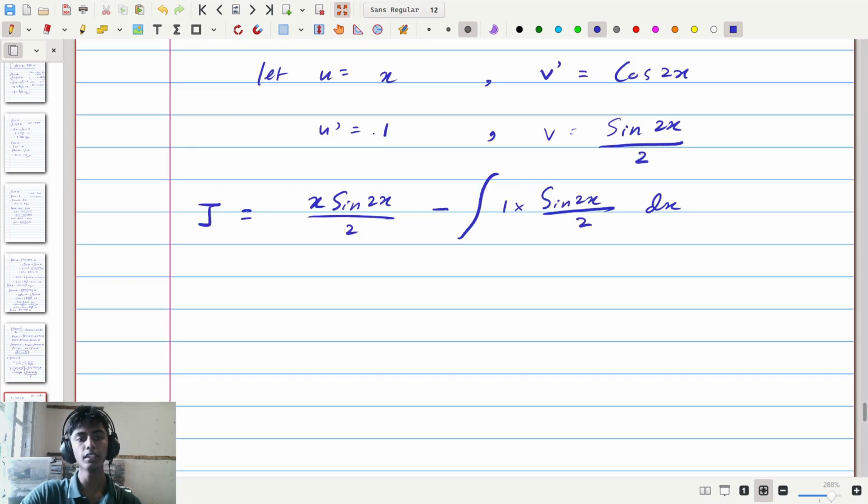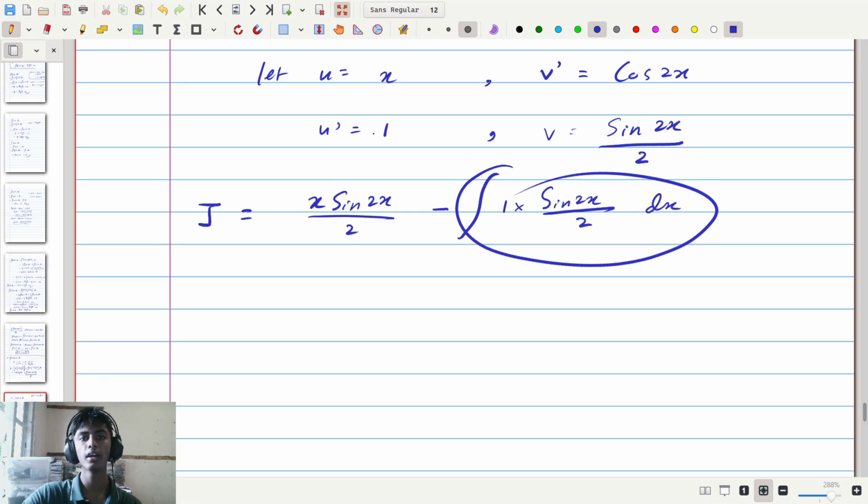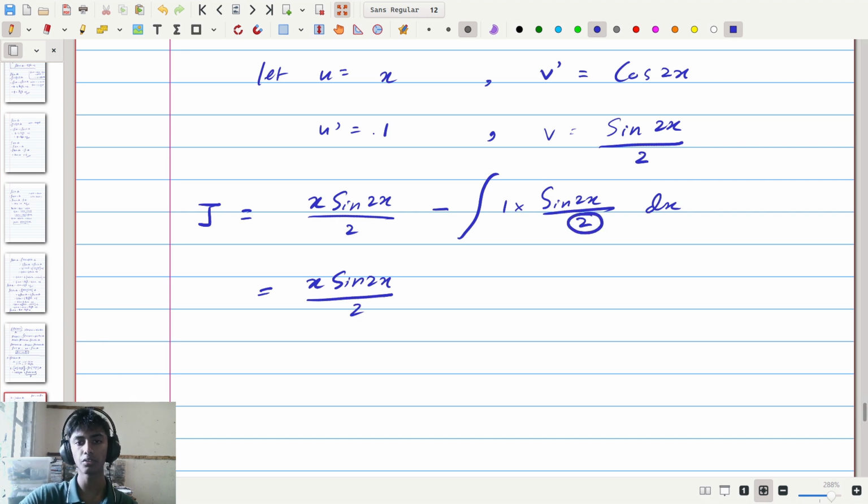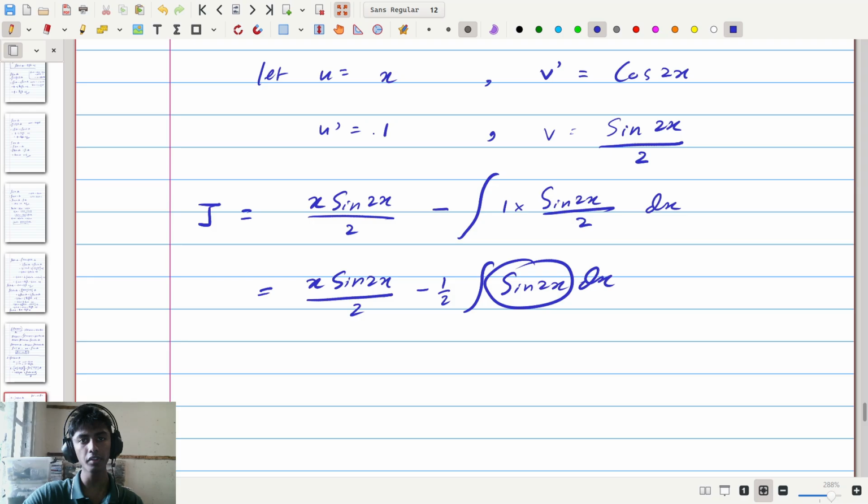Now then, this first term here is already simplified. All I need to do is simplify this thing. Luckily for me, this is where my integration by parts ends, because this can actually be solved directly. So here we have j equal to x times the sine of 2x divided by 2, and I'm going to take this divide by 2 outward as a minus 1/2 times the integral of the sine of 2x with respect to x. We know how to solve the integral of the sine of 2x. It is simply the negative cosine of 2x divided by 2.